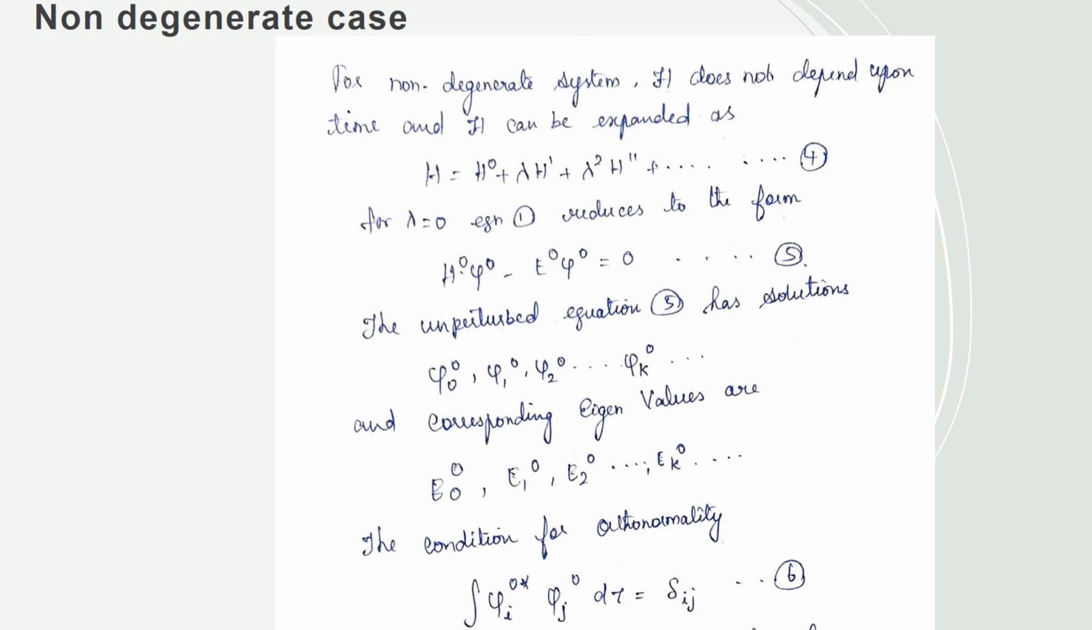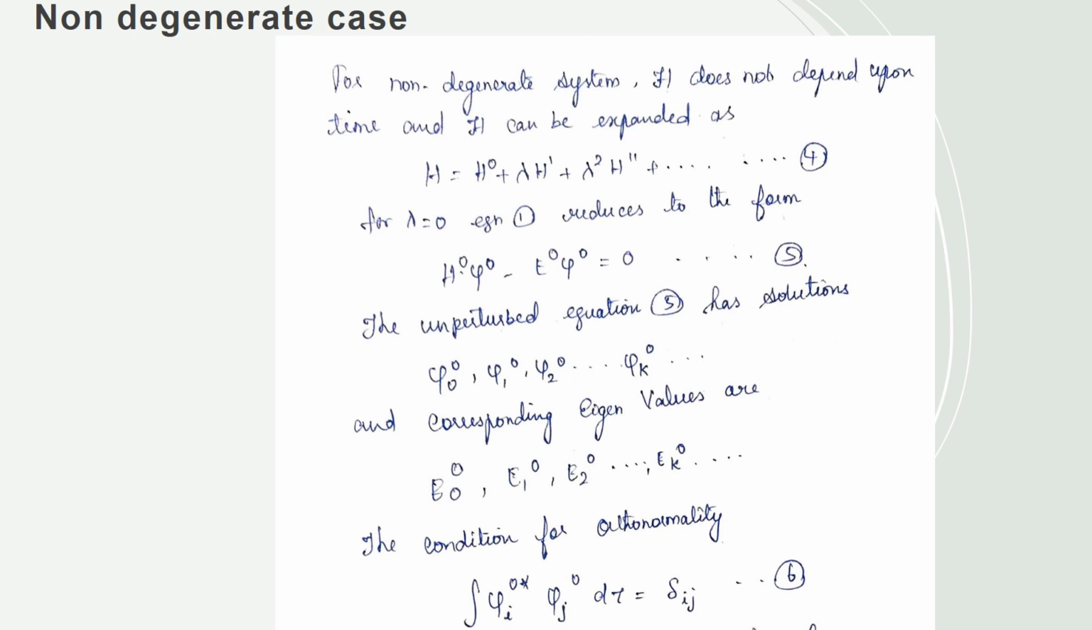So in the stationary system, the Hamiltonian H does not depend upon time because it is stable, and it is possible to expand H in terms of lambda as some parameter, and we can have the expression as H is equal to H naught plus lambda H dash plus lambda square H double dash. Now, reducing the lambda is equal to 0, it becomes H naught psi naught minus E naught psi naught is equal to 0, which is the expression for the unperturbed Hamiltonian.